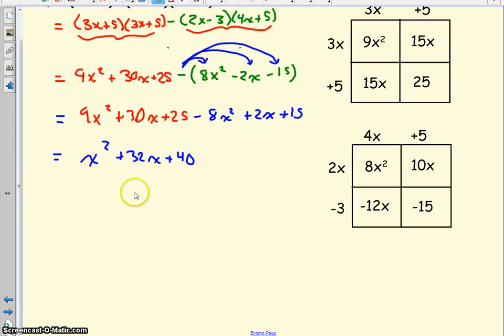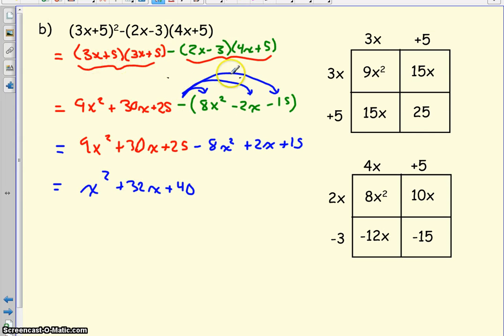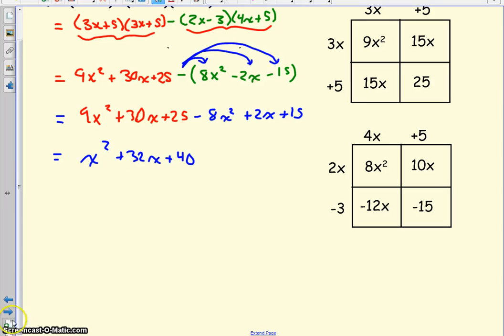Okay, so again, a little bit more complicated, but remember, do your multiplication first and make sure you apply your subtraction to every single term, and you'll be fine.